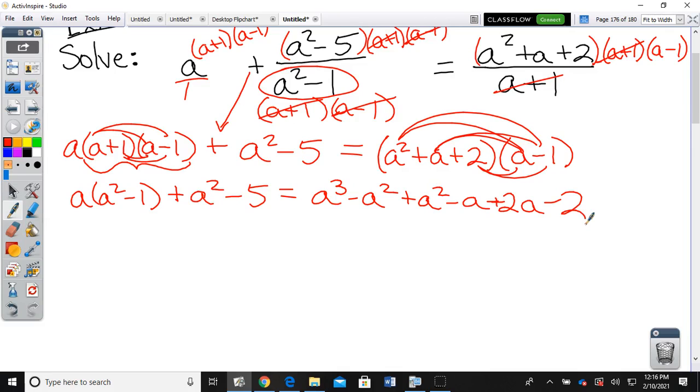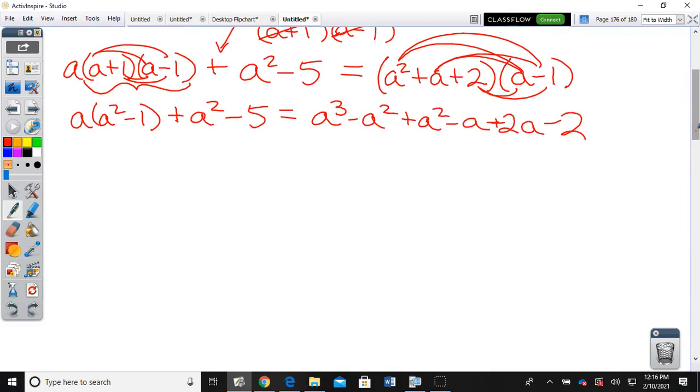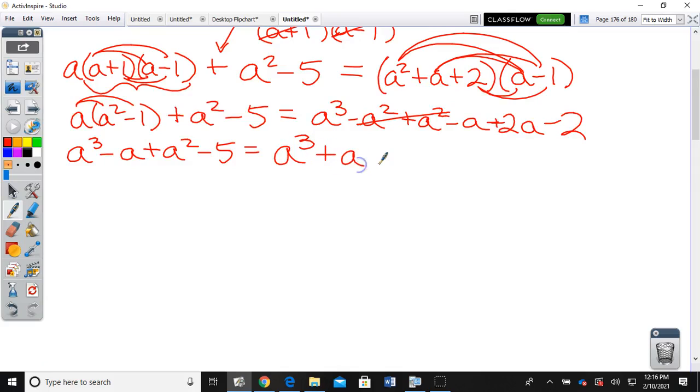Okay? One more thing I need to multiply out right here. Distribute your a in the front here, so that's a cubed minus a plus a squared minus 5 equals, on this side I got a few things I can add up. So a cubed, negative a squared, and positive a squared make 0. So they go away. What's negative a plus 2a? Positive a, and then minus 2.